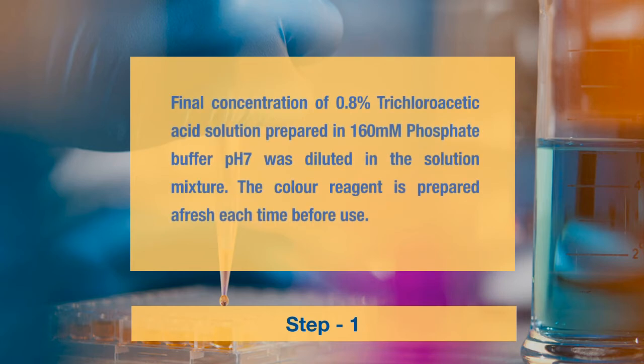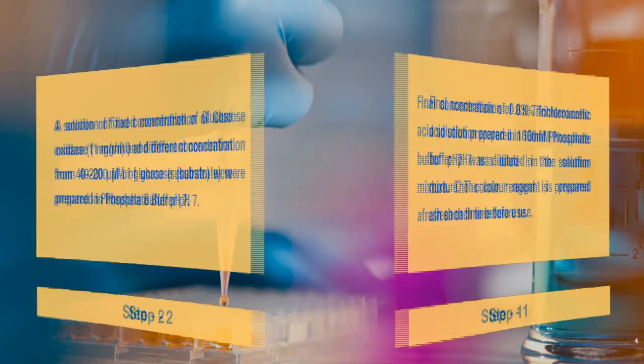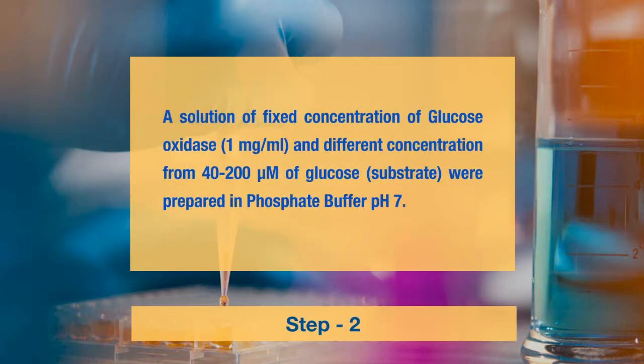The final concentration of 0.8% trichloroacetic acid solution prepared in 160 millimolar phosphate buffer of pH 7 was diluted in the solution mixture. The color reagent is prepared afresh each time before use. Next, a solution of fixed concentration of glucose oxidase at around 1 mg per ml and different concentrations from 40 to 200 micromole of glucose, which is substrate, were prepared in phosphate buffer of pH 7.